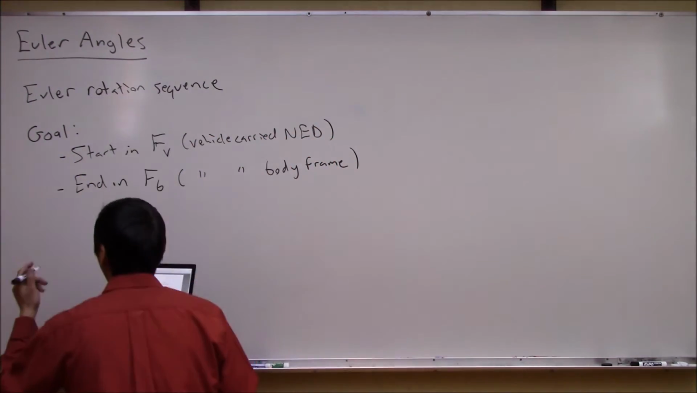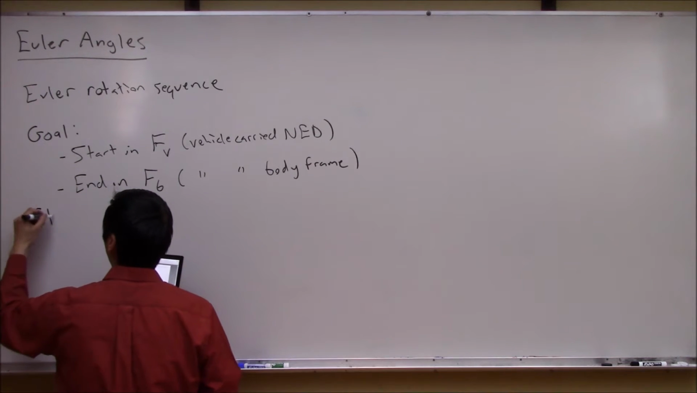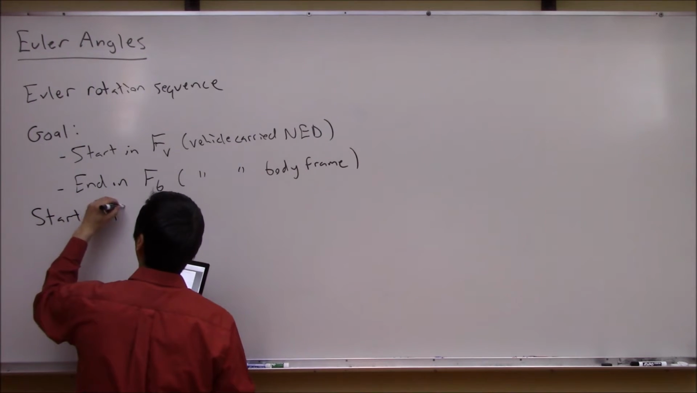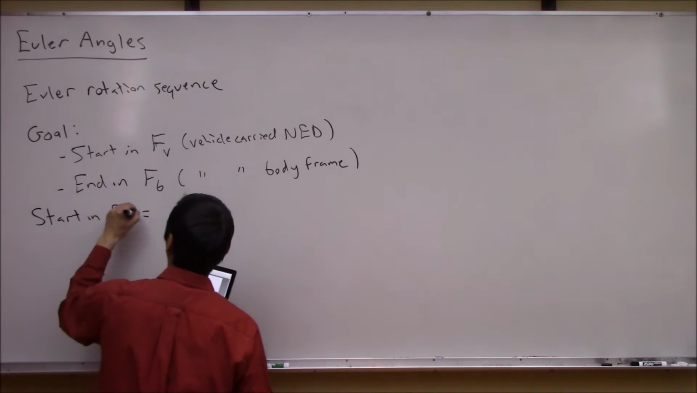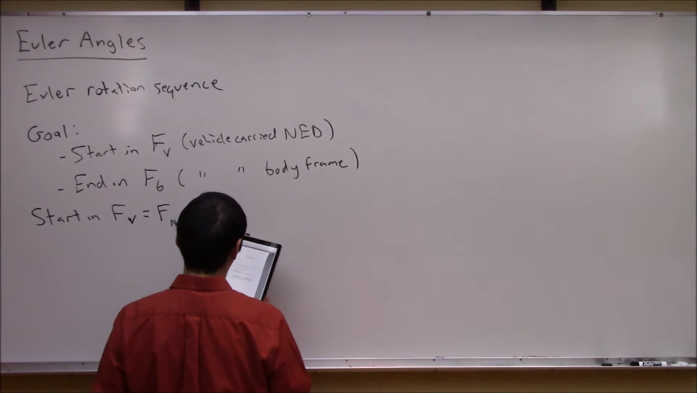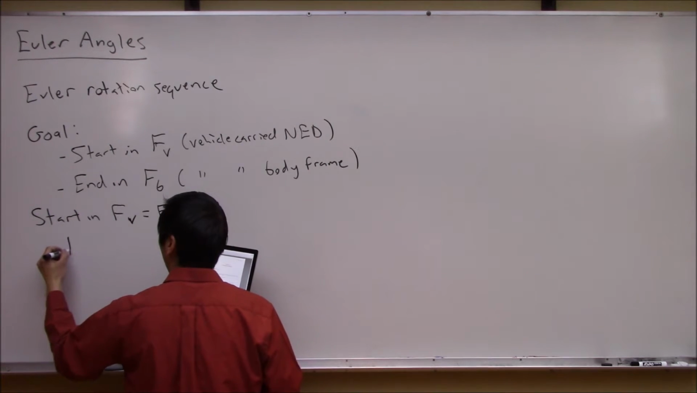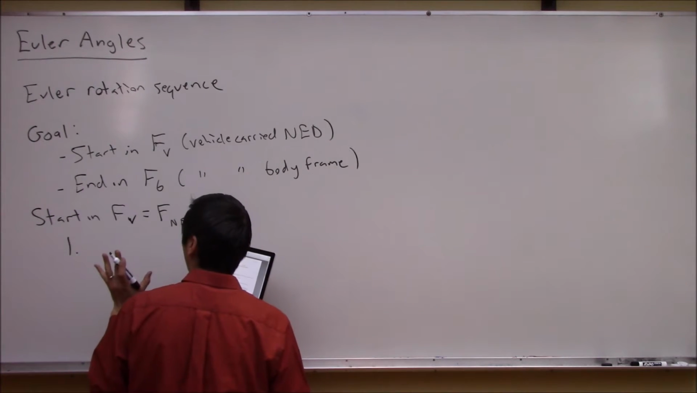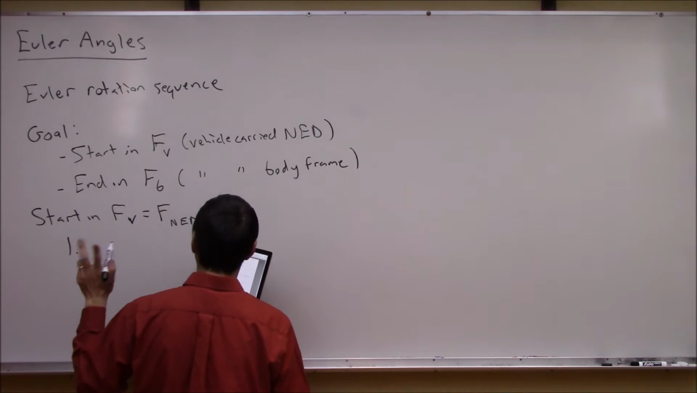The way that we're going to do this is we're going to start in the north-east-down frame. Okay, so again, maybe let's write this down. FV is the same thing as F north-east-down. And what we're going to do is go through a series of three rotations which use two intermediate frames.